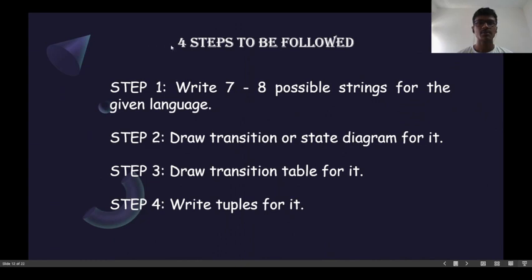Before going to the solved examples, we need to know 4 steps to be followed while solving the problems. Step 1 is to write 7 to 8 possible strings for the given language. The question will be given in the form of a language where we need to write 7 to 8 possible strings from the language. Then in step 2, draw the transition or state diagram for it. From the state diagram, in step 3, we are going to derive the transition table. And in step 4, using the state diagram and state transition table which we drew earlier, we are going to write the tuples from it.